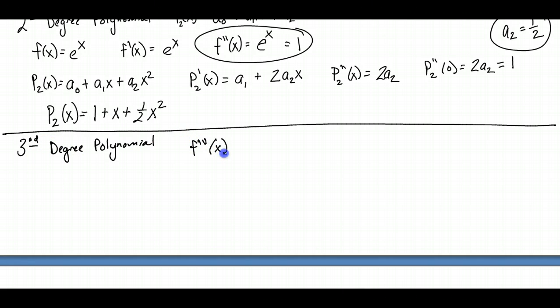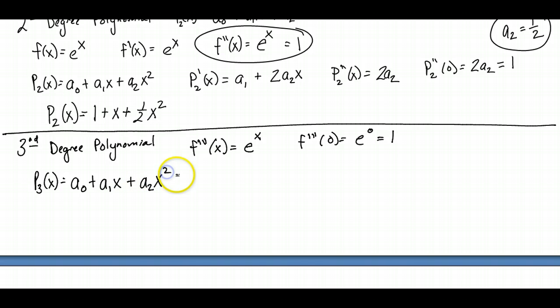Well, this is a nice easy one. So the third derivative is e to the x. I'm centered at 0, so when I plug in a 0, e to the power of 0, I get 1. This derivative, the third derivative of my original function, has to equal the third derivative of my polynomial. Well, if we look at a third degree polynomial, we're going to have a sub 0 plus a sub 1 times x plus a sub 2 x squared plus a sub 3 x cubed. And I already know what these terms are, but I am going to go through all this to solve for my a sub 3.